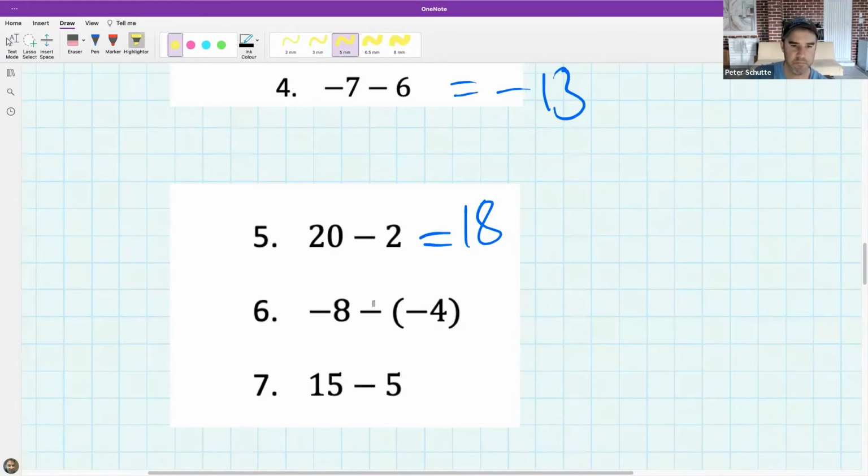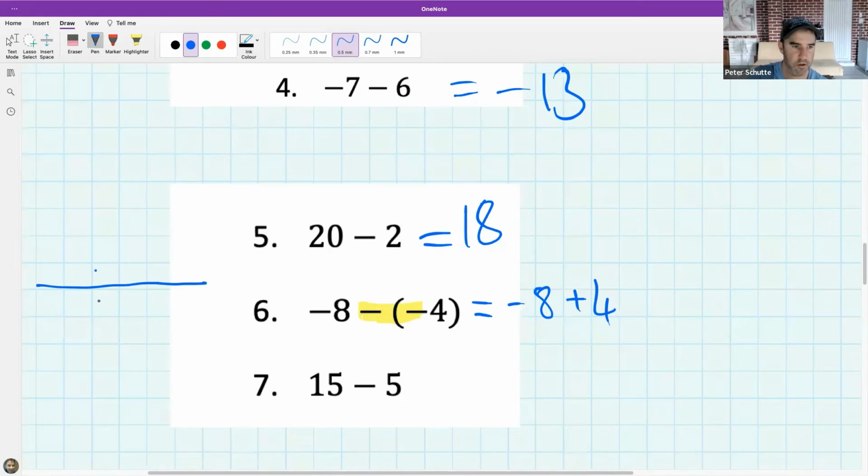So when we have minus a minus, we need to do a simplification step where we go minus 8 plus 4. And now we have to think of our number line. So where are we going to end up? We're at minus 8 and we're going to add 4. And that is going to end us up with minus 4.